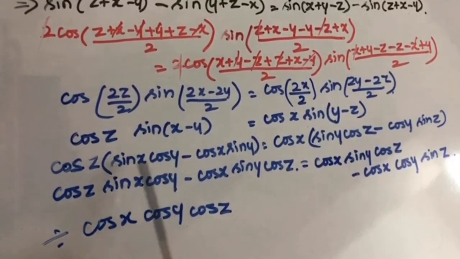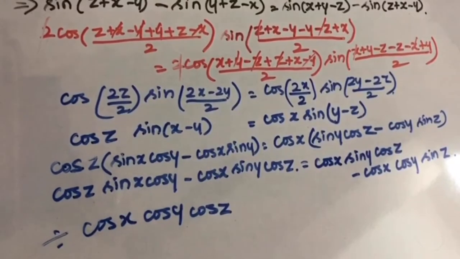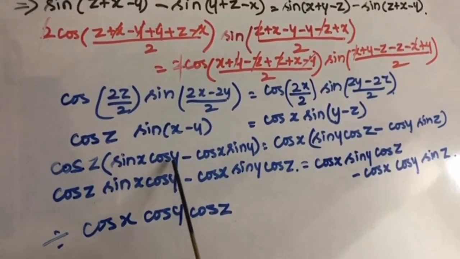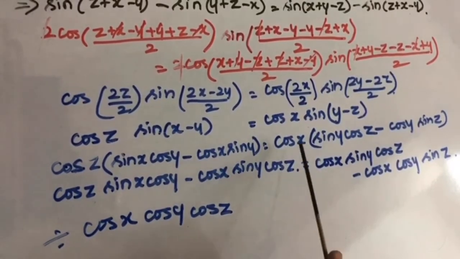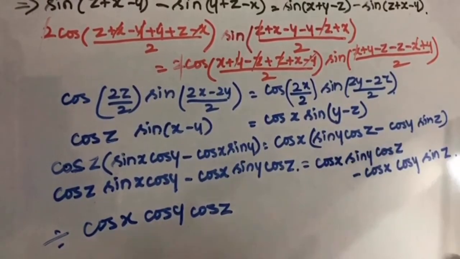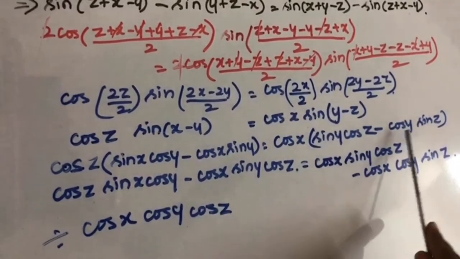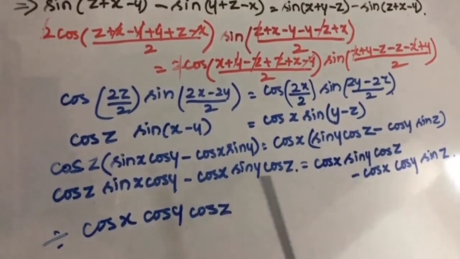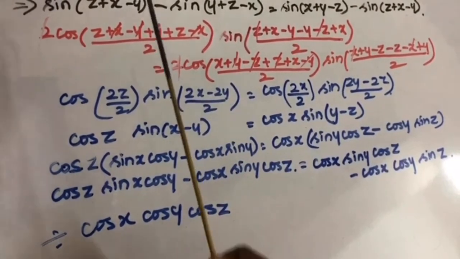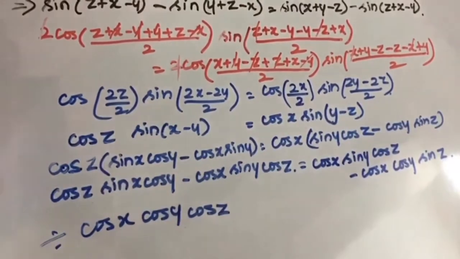Okay. So after applying this formula, we have to multiply cos z inside. So cos z into sin x cos y, cos z into cos x sin y. Similarly, cos x into sin y cos z, cos x into cos y sin z. Okay, here we have to prove tan x, tan y, tan z are in AP.